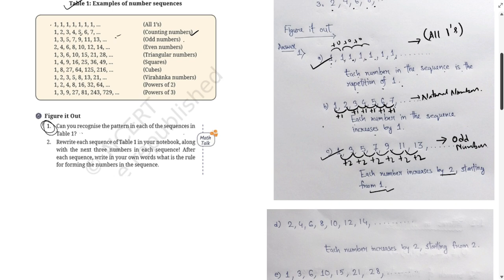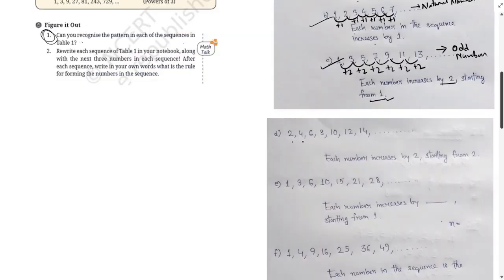Understood? Next, 2, 4, 6, 8, 10, 12, 14. These are even numbers. How do we get this? First we start with 2. Then 2 plus 2 is 4, 4 plus 2 is 6, 6 plus 2 is 8, 8 plus 2 is 10, 10 plus 2 is 12, 12 plus 2 is 14, like that. It will go on. So I have written here: each number increases by 2 starting from 2.